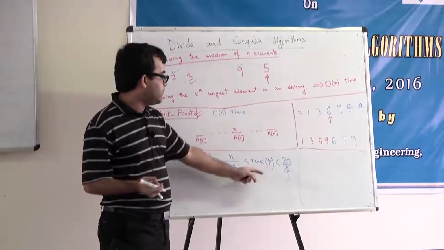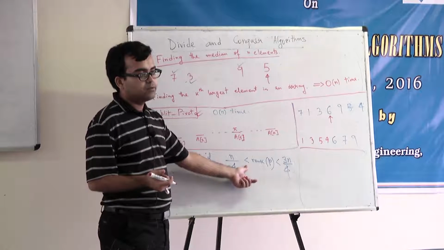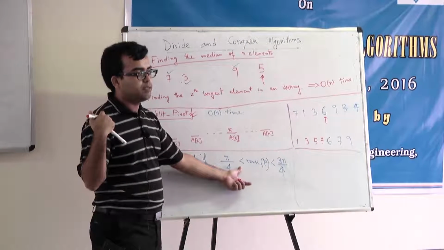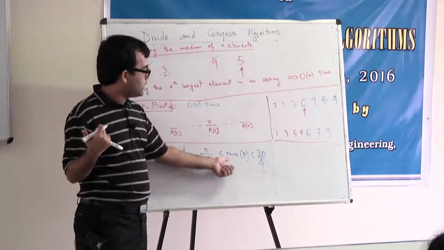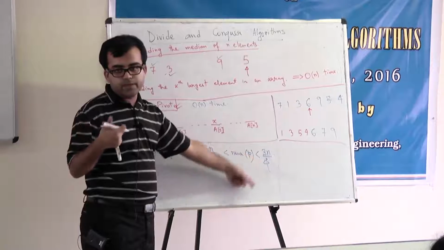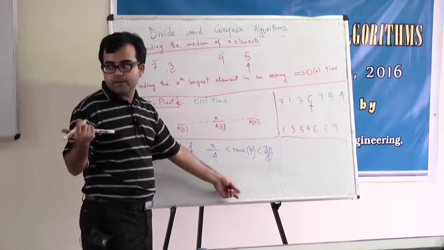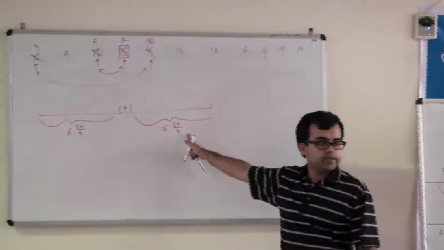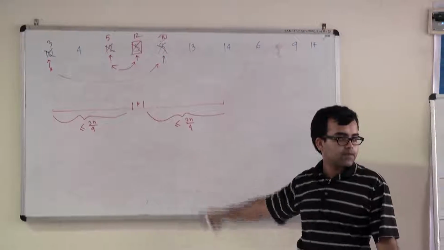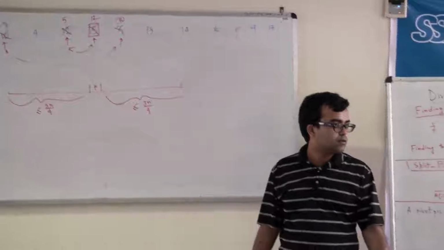So if the rank of P was exactly n over 4, how many elements will be larger than P? 3n by 4. On the other hand, if the rank of P is exactly 3n by 4, how many elements will be larger than P? n by 4, right? So the elements that are larger than P are also at most 3n by 4. Okay?